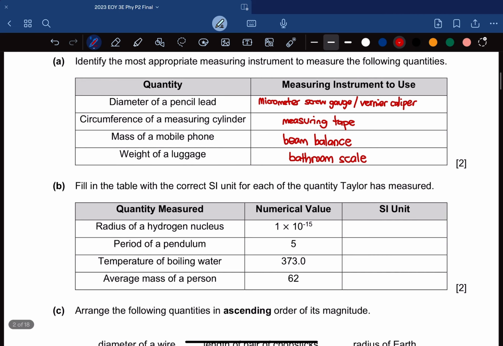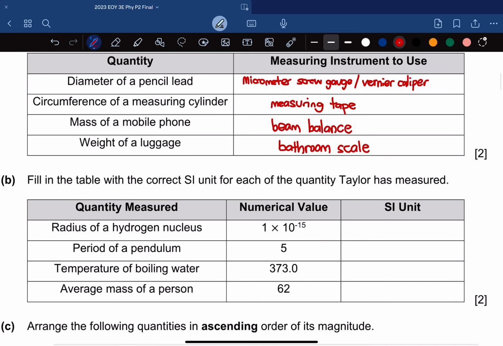Question 1B, fill in the table with the correct SI unit for each quantity. All these numbers here are just given as distractors. You can just identify the quantity that you're looking at from the quantity measured. Radius is a form of length. We know the SI unit of radius is in meters.